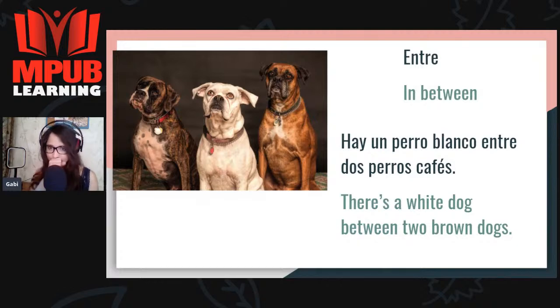Entre. Hay un perro blanco entre dos perros cafés. There's a white dog between two brown dogs, right? There's this white dog here. So we would say, hay un perro blanco entre dos perros cafés.